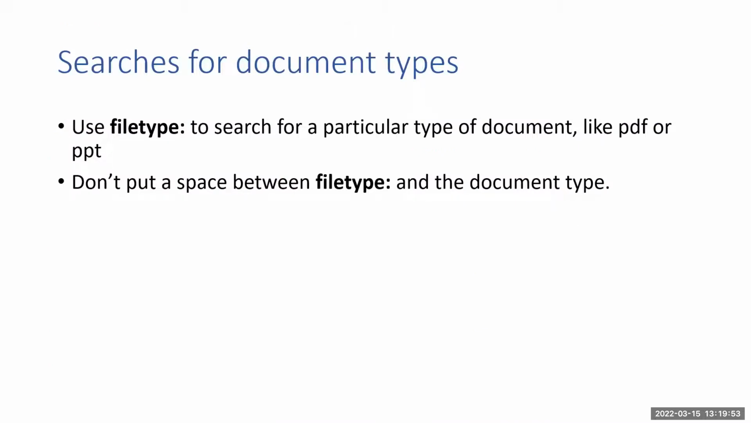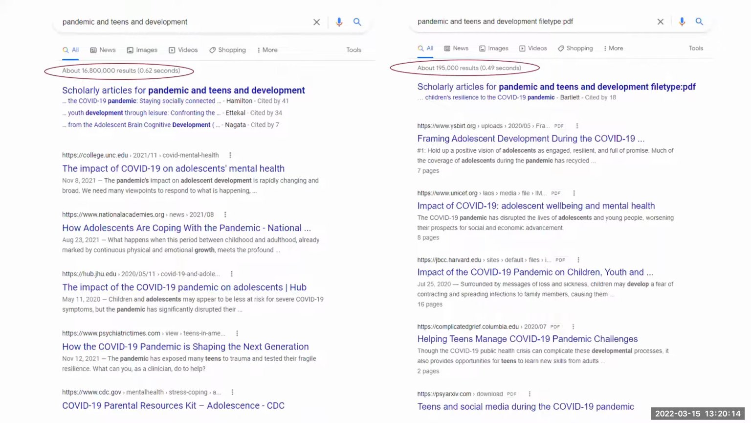You can also search for document types, like say you only want PDFs. If you want to find full text documents, you can use this term file type with a colon and then PDF right after it to search for PDFs. And remember, you don't put a space after the colon. But this looks like this.